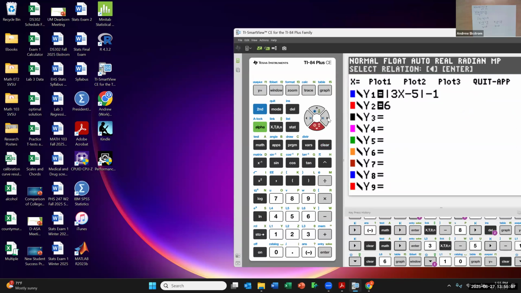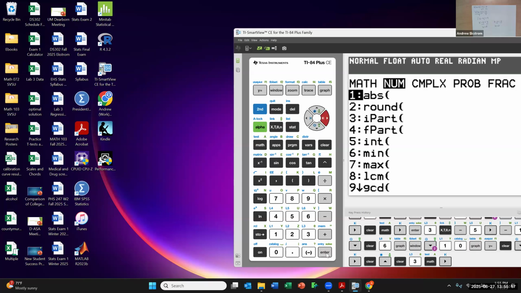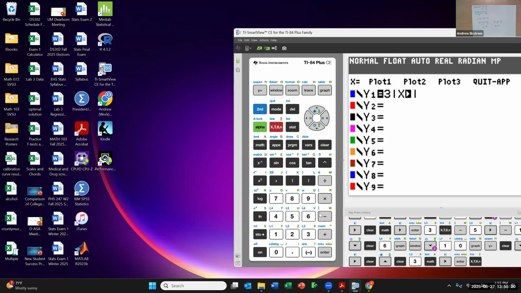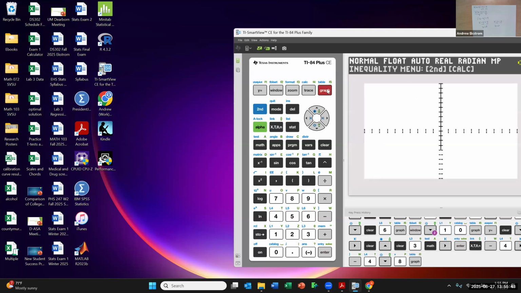So I want to clear that. Oops. Clear that out, clear that out. So we've got 3 times the absolute value of x minus 4, and then have to hit the arrow over button, so minus 4. Then down here, 8. So if you look right here, that's the equation that we actually started with. Let's graph it.